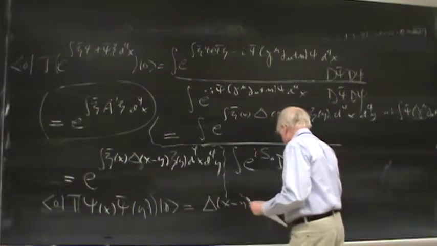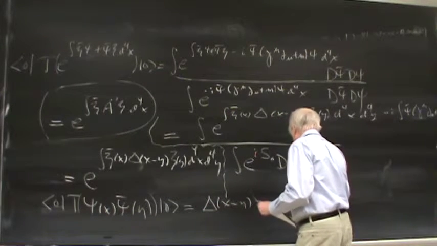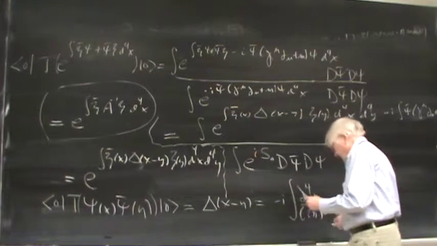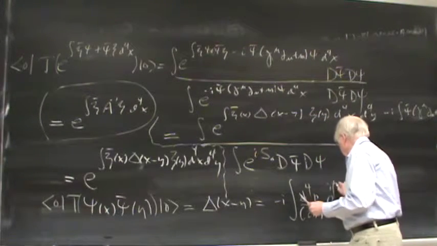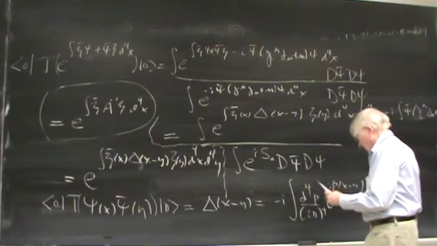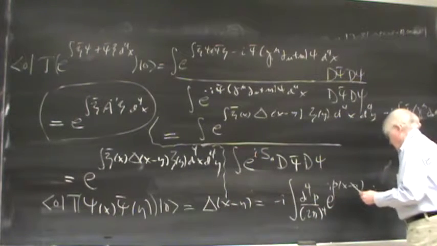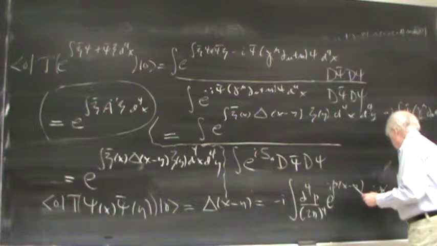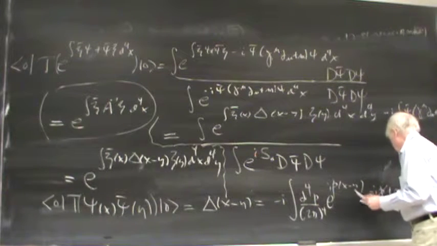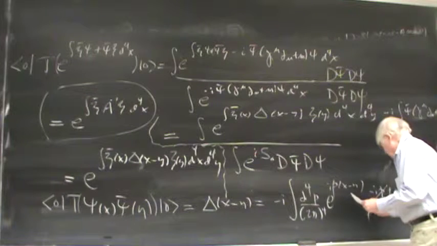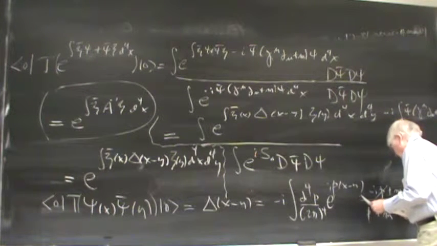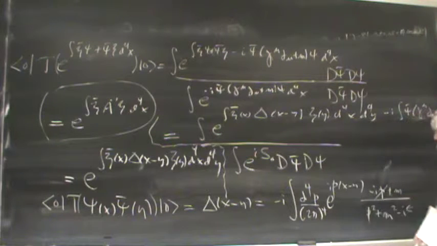And delta, of course, is minus i integral d^4p over (2π)^4 e^{ip(x-y)} times minus i (p-slash plus m) over (p squared plus m squared minus iε). Okay, so that's the Feynman propagator.